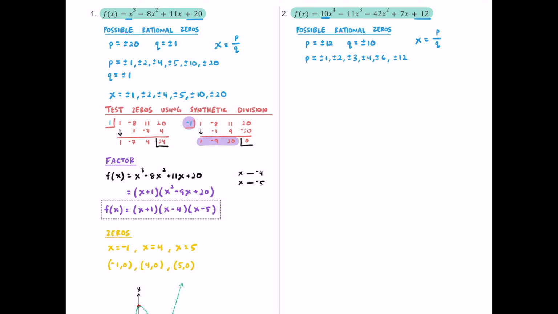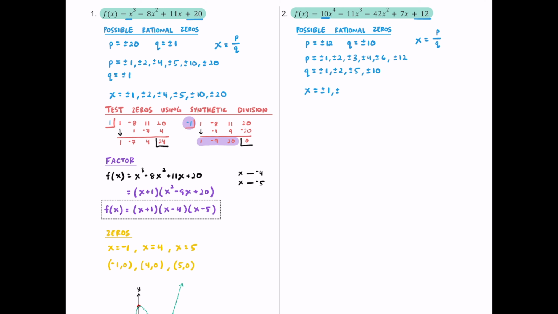And then for q, last time we just had 1, but q here is 10, so we have plus or minus 1, plus or minus 2, plus or minus 5, and then plus or minus 10. All right, this next part is going to be a little bit more work, so let's see if we can do this piece by piece. So let's take all these factors of p and divide them by q first, but when you divide anything by 1, they're all going to stay the same. So I'm just going to copy down all these first ones.